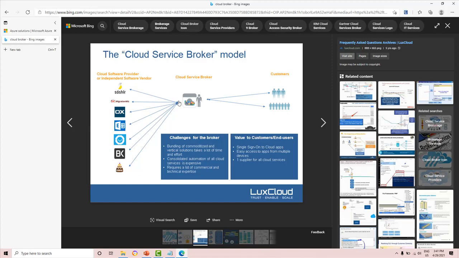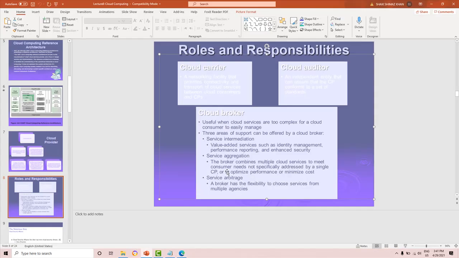Multiple services go as an input into the service broker. So multiple services are aggregated, combined, and customized, and the customer avails the customized services, which are based on multiple different services from different vendors. This is called service aggregation, combining different services. The broker combines multiple cloud services to meet consumer needs not specifically addressed by a single CP, or to optimize performance or minimize cost.